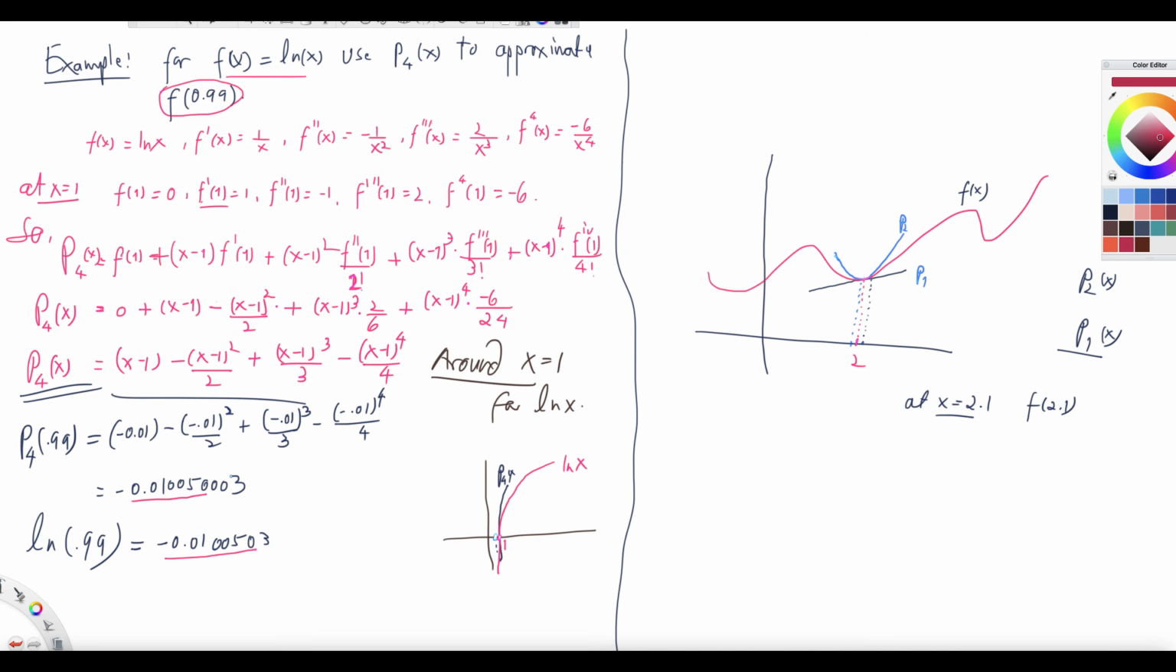Okay guys, so this is how we use the Taylor polynomial to find the value of a function around a point. All right, thank you.